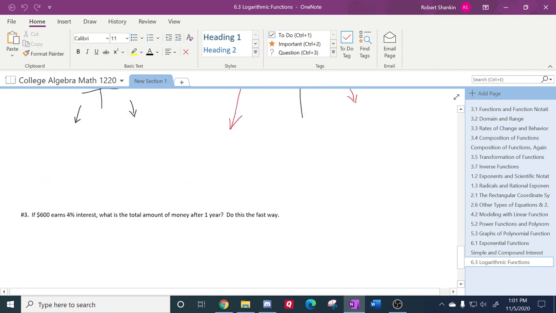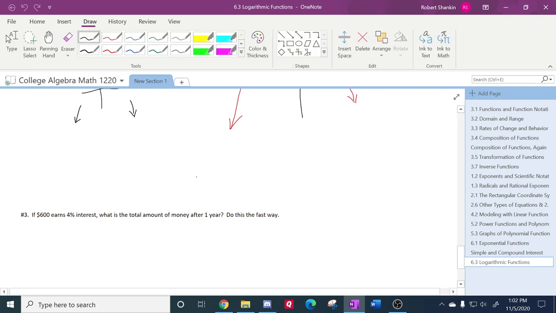All right, number 3. If $600 earns 4% interest, what's the total amount of money after 1 year? Do this the fast way. Ten seconds more.